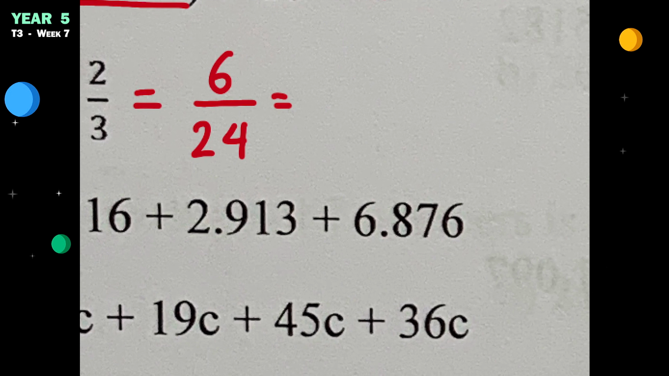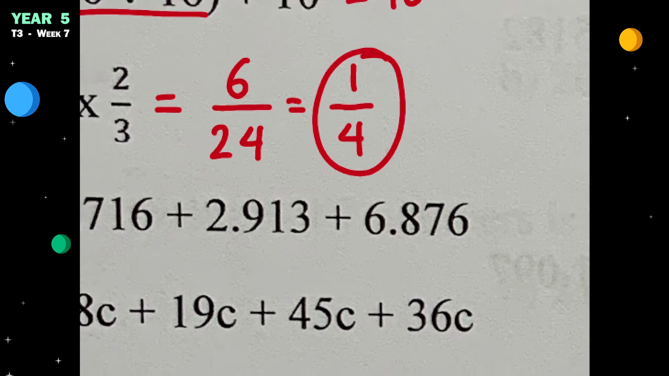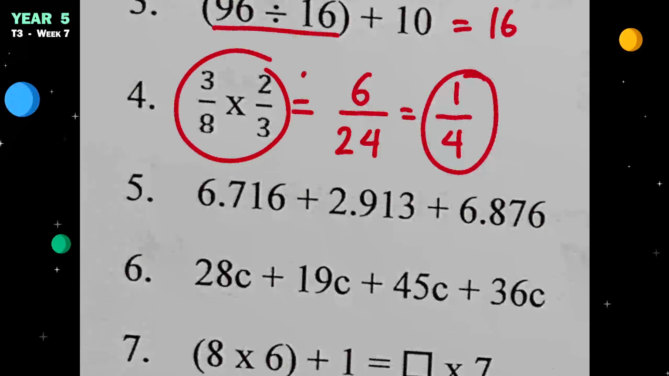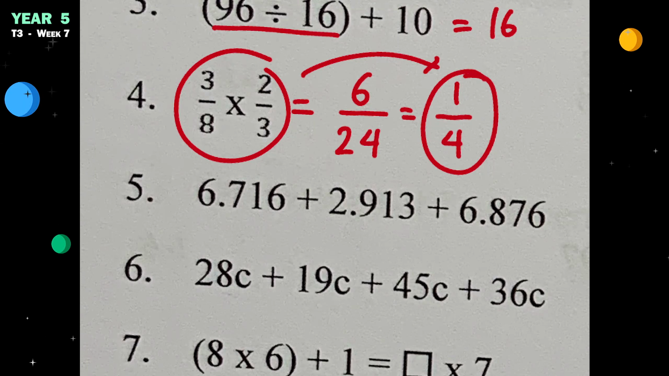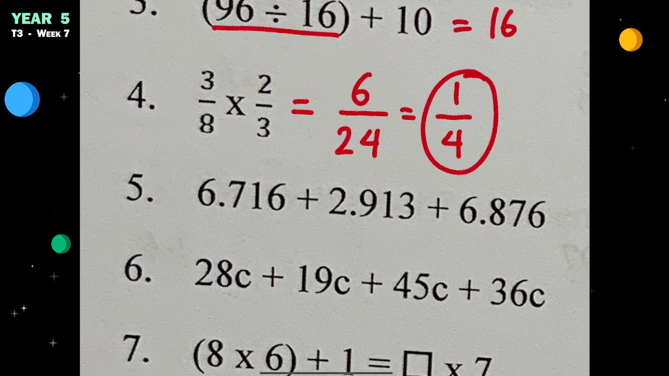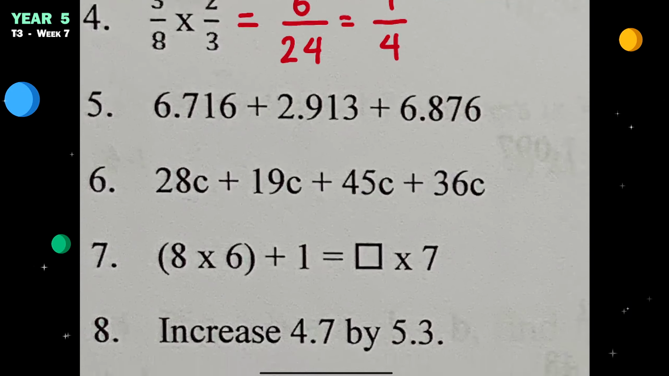6 divided by 6 will be 1. 24 divided by 6 will be 4. And again, you get 1/4. But obviously, the other method is faster, especially with bigger numbers. These are small numbers, so it doesn't take that long. But if you get big numbers, it's a lot faster if you do it that way.